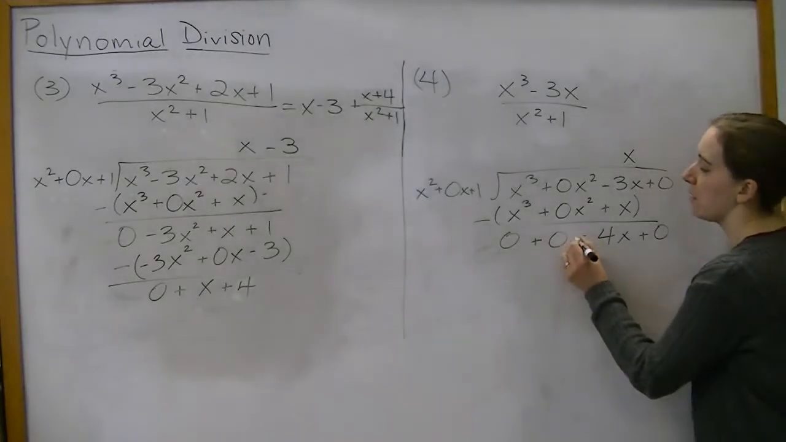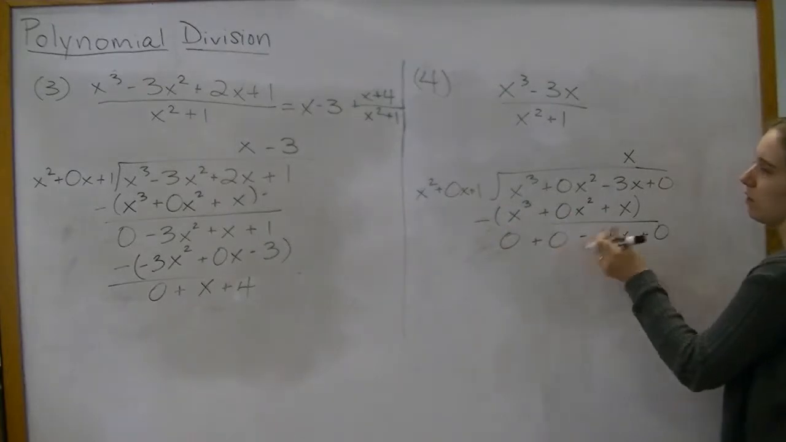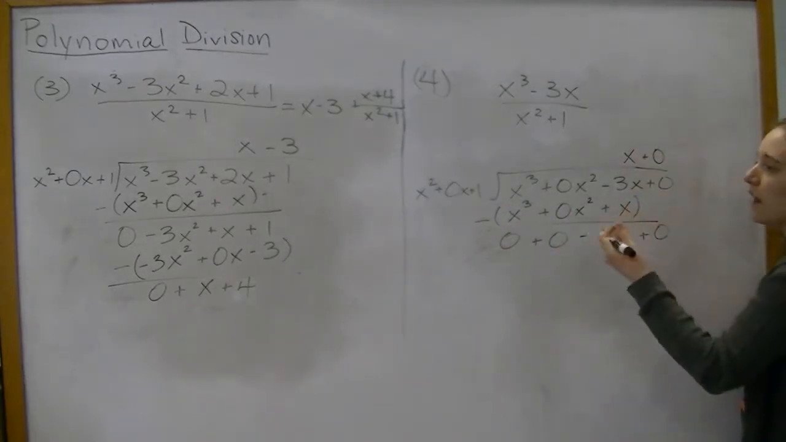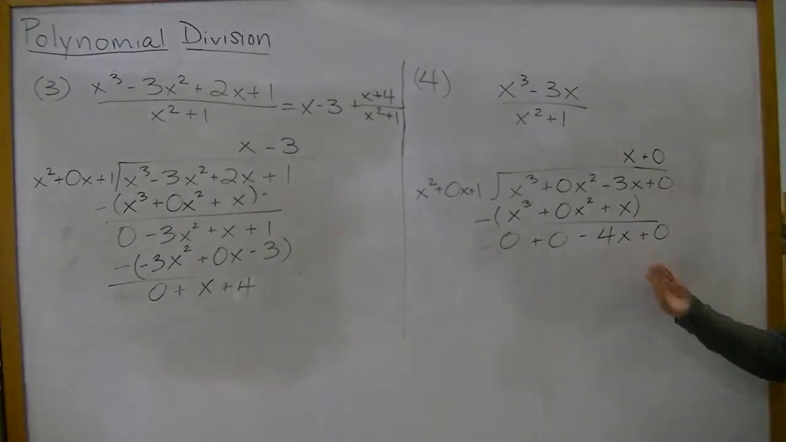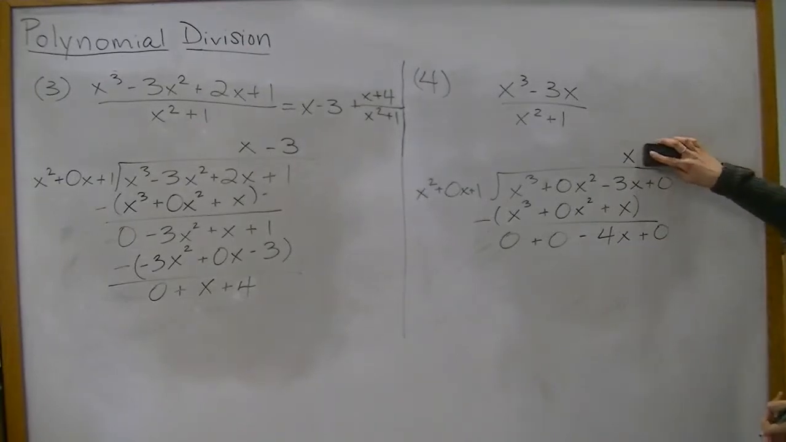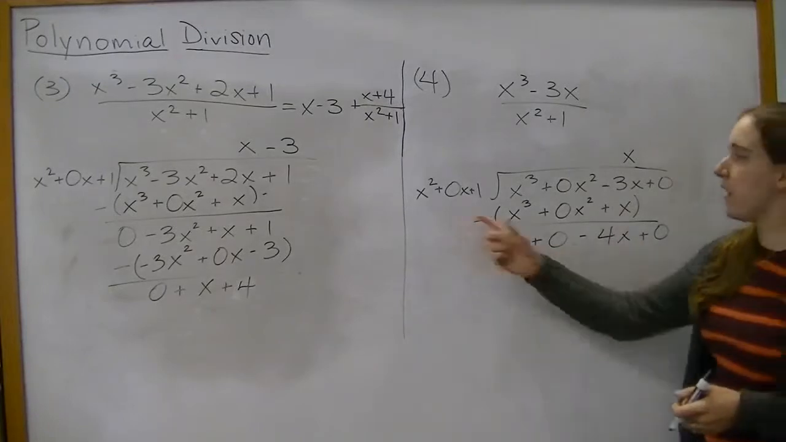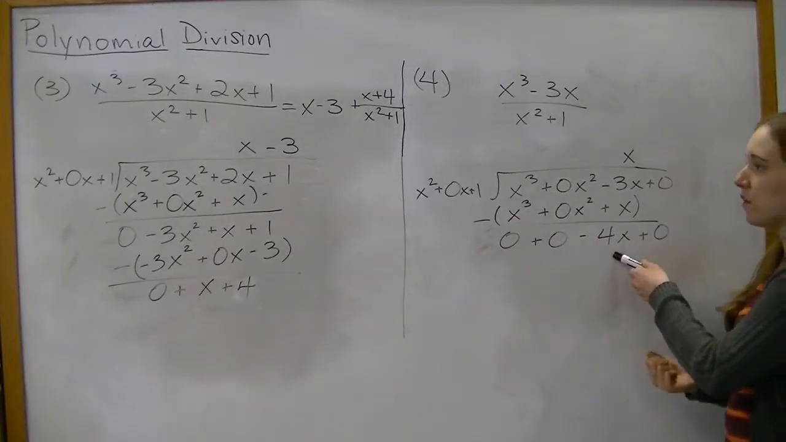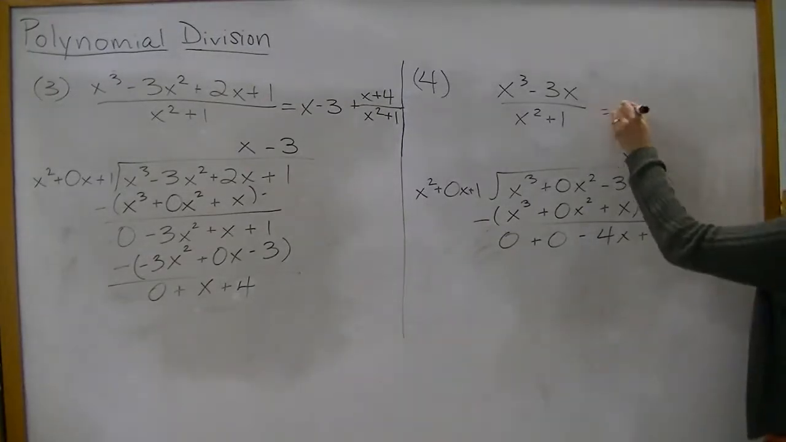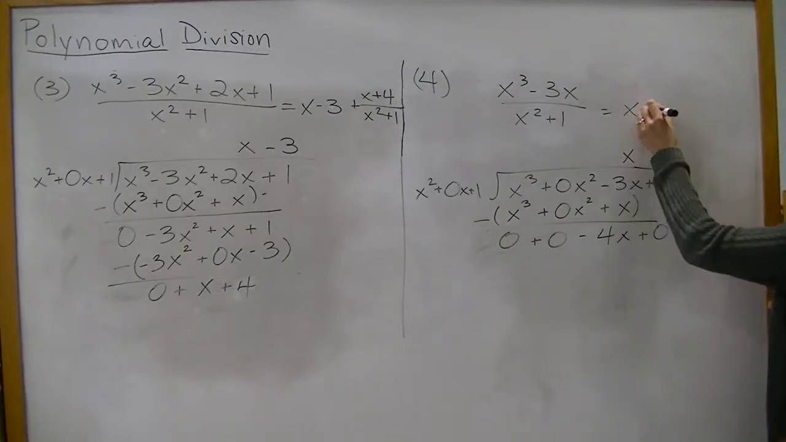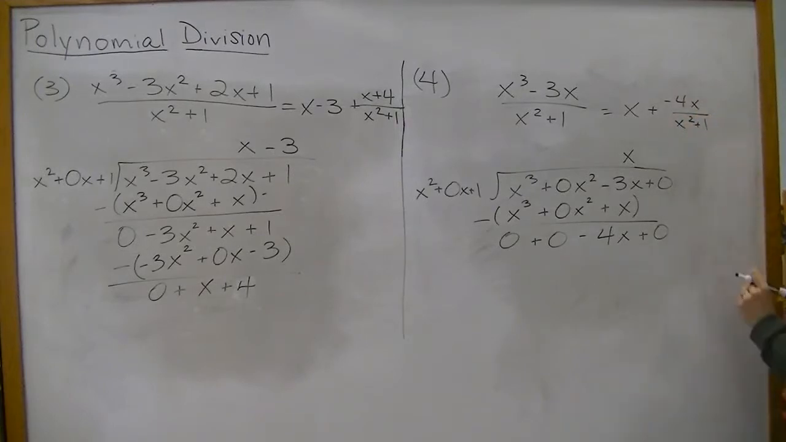So if I had left my x squared here, then I could go through and say that I need to multiply x squared by 0 to get 0x squared. I'd go through, I'd find that this whole term will become 0, I'm subtracting 0, I'll end up with exactly the same thing. So we don't need to worry about that 0 because it doesn't change anything. But we do see that once we've gotten to here, our remainder has a lower degree than our divisor. So we're done. This is our remainder. So our answer here is going to be x plus negative 4x divided by x squared plus 1.